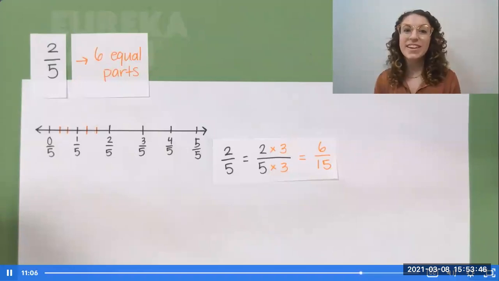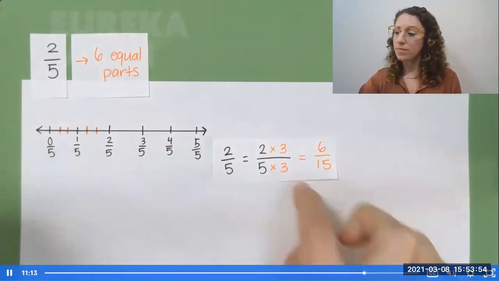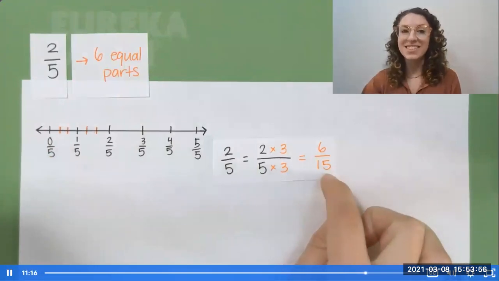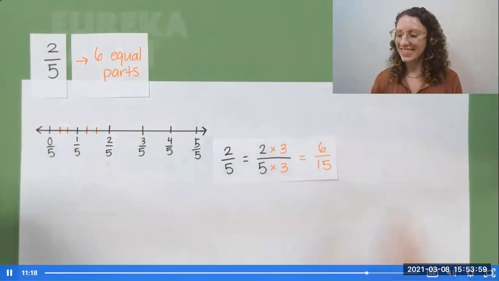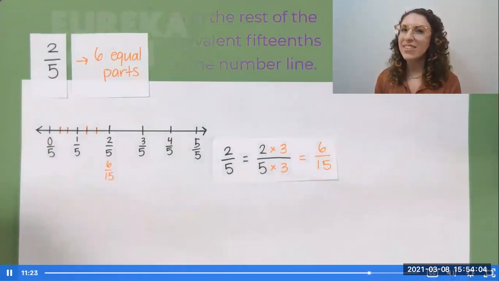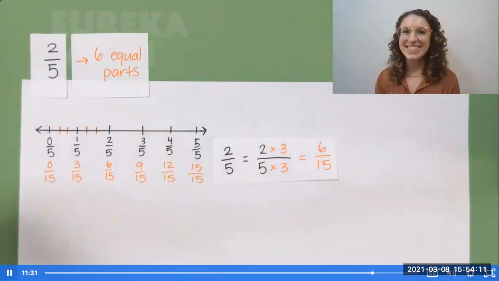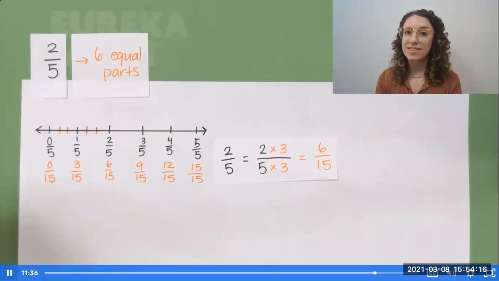Great! By creating 3 equal parts in each fifth, we make 15 in the whole. And 2/5 is equivalent to 6/15. Can you fill in the rest of the equivalent 15ths on the number line? Finally, pick another fraction on the number line with the unit 15ths. Write a number sentence using division to show what fraction with fifths it's equivalent to.